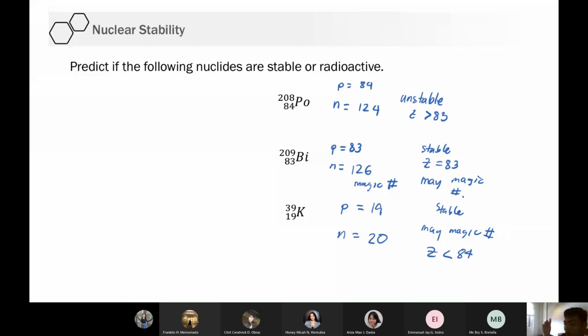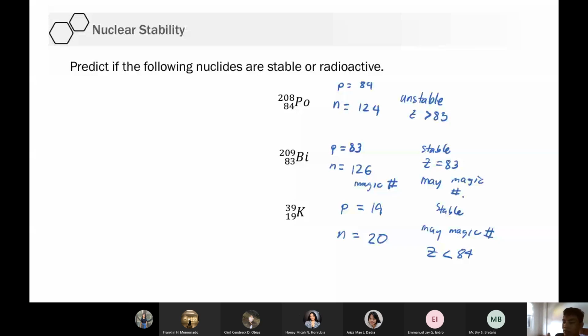Okay? Pero kunwari, what if hindi po siya greater than 83? Doon na pwede pumasok yung magic number. Okay? Pag hindi siya pasok sa magic number, doon ka sa last one. Yung even, odd, so on, so forth. Okay? So, ganun yung hierarchy ng pag-predict, no? Tignan mo muna, if less than 83, pag less than 83, pwede maging stable yon. Susunod na titignan mo yung magic number.